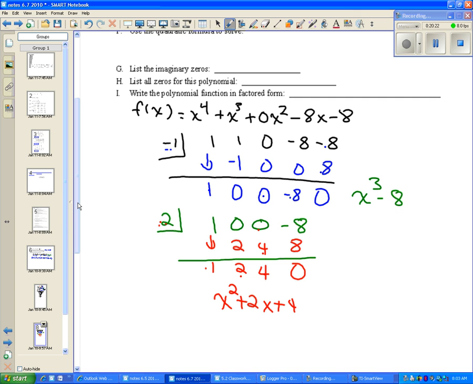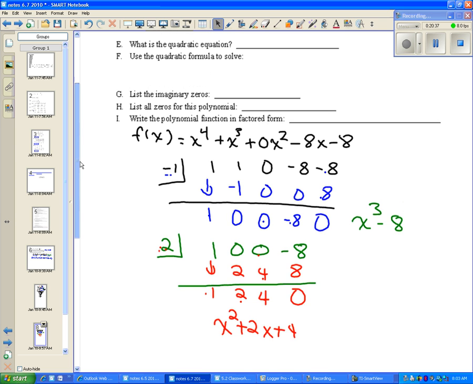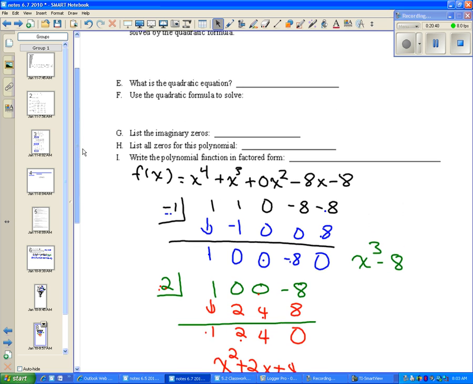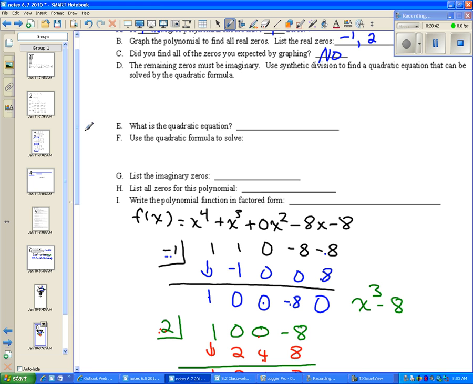The coefficient in front of the x squared is 1, the coefficient in front of the x is 2, and then the constant is 4. So that's my quadratic function, x squared plus 2x plus 4. So the quadratic equation, f of x is equal to x squared plus 2x plus 4. Use the quadratic formula to solve.